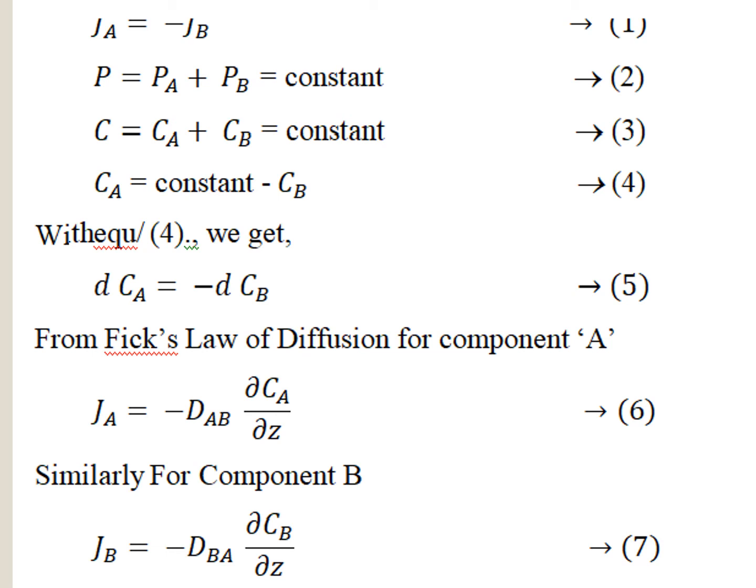Already we know Fick's law of diffusion for component A. JA is directly proportional to the concentration gradient. Removing the proportionality, we add the constant minus DAB. So Fick's law of diffusion for component A: JA is equal to minus DAB dou CA by dou Z. Similarly for component B, JB is equal to minus DBA into dou CB by dou Z. These are the sixth and seventh expressions.